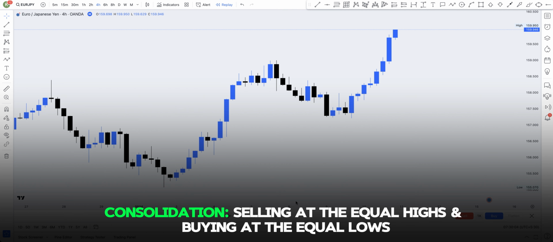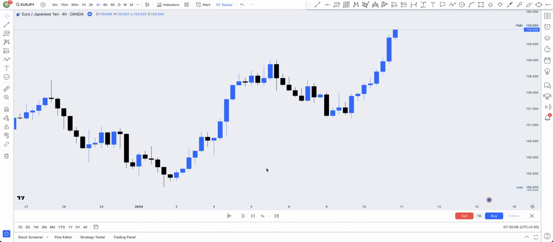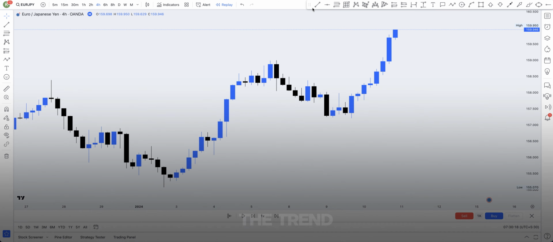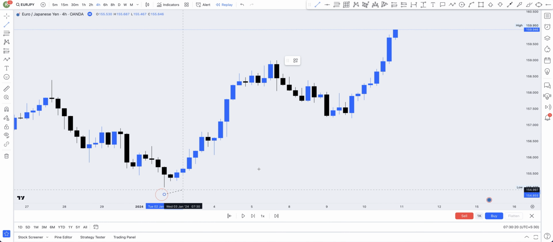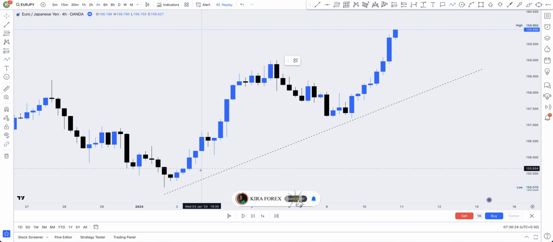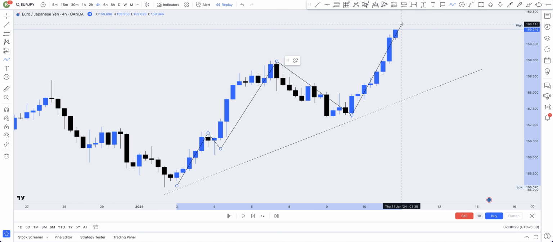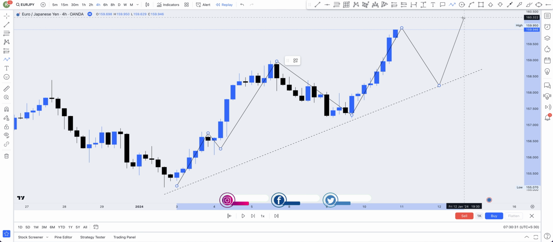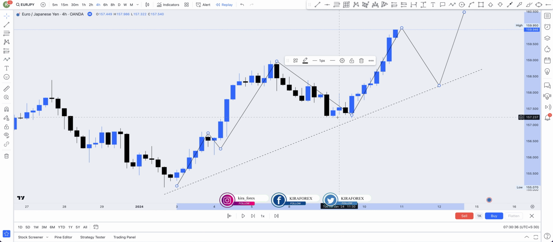the equal lows. So the first step you have to look for when trading price action, before you enter a trade, is the trend. So let's look at something here. Look at this chart here. What can you see? You can see that price is moving in an uptrend because we have a push, exhaustion, a push, exhaustion, a push, and we are waiting for an exhaustion before we continue the push to the upside. So this is an uptrend market.